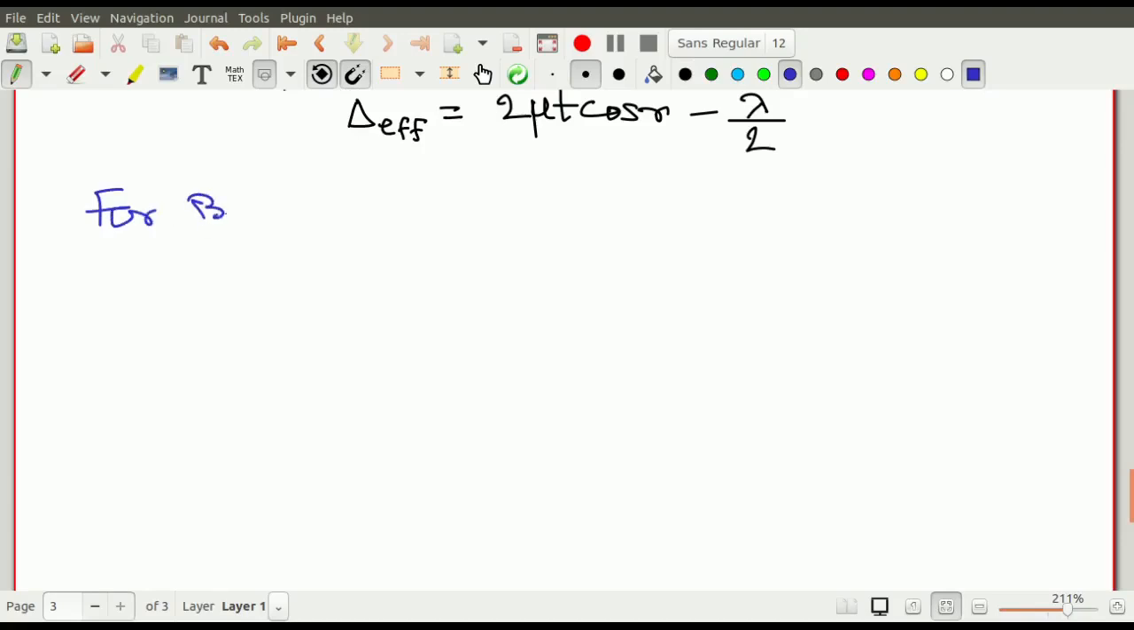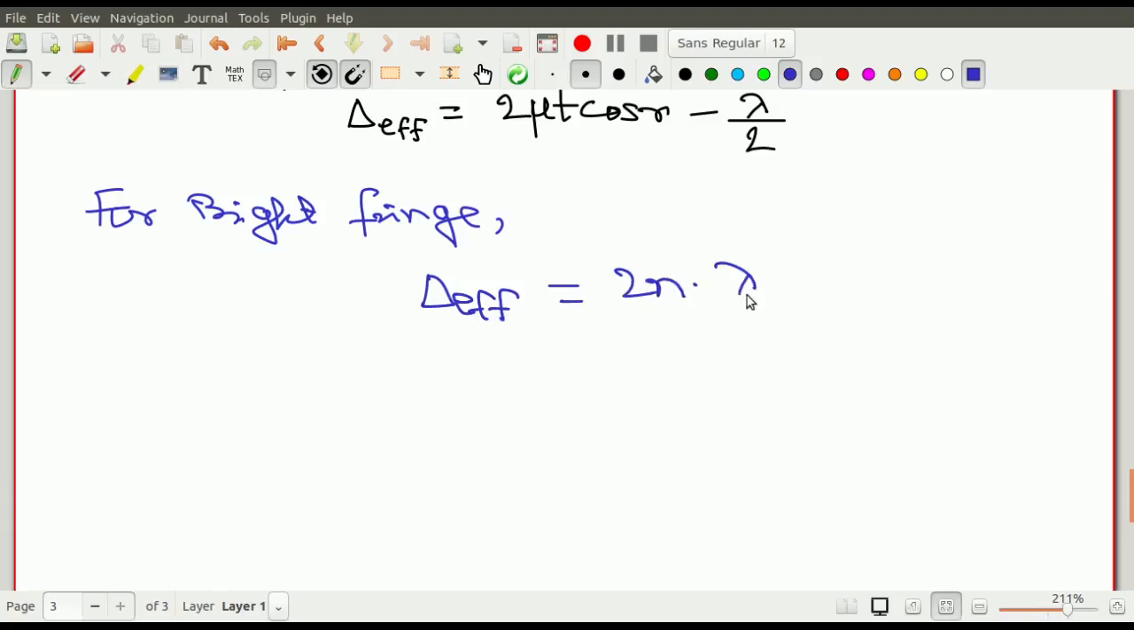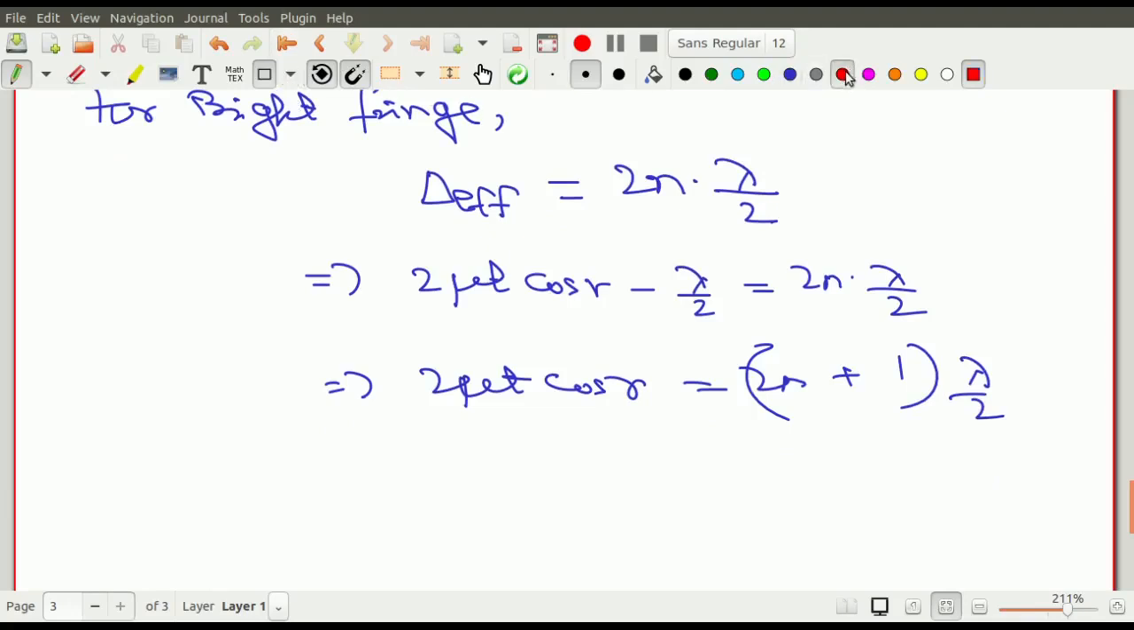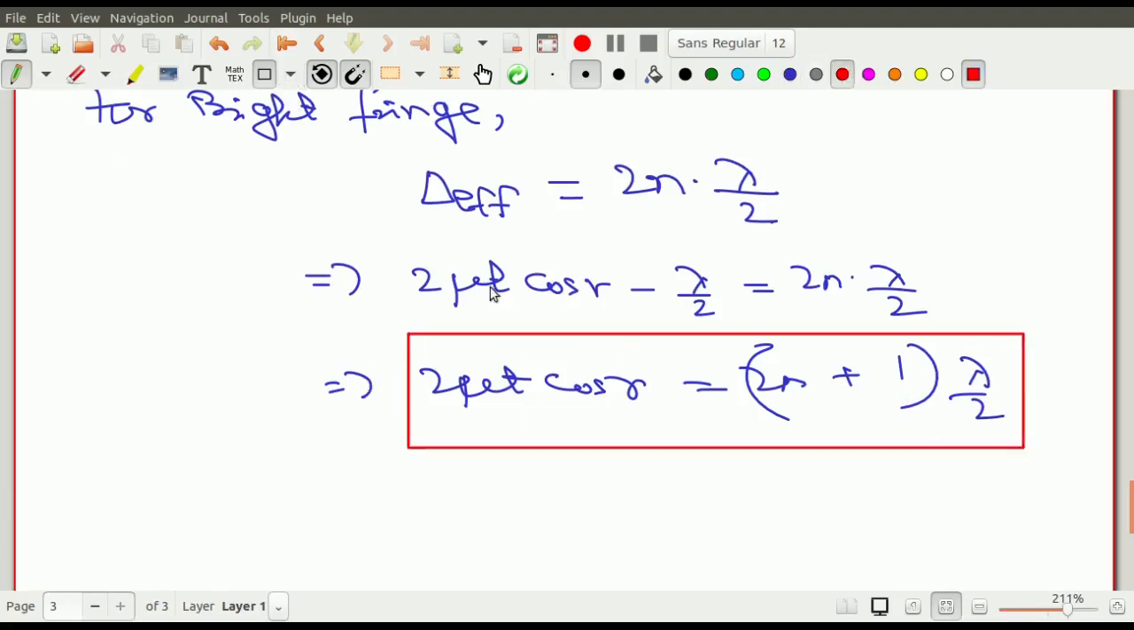For bright fringe, সো ব্রাইট ফ্রিঞ্জ পেতে গেলে কন্ডিশন কি? ডেল্টা এফেক্টিভ ইজ হোয়াট? ব্রাইট ফ্রিঞ্জের কন্ডিশন কি? 2n into lambda by 2, even multiple of lambda by 2. Put it over here. So it is 2 mu t cosine of r minus lambda by 2 is equals to twice n into lambda by 2, or you get 2 mu t cosine of r is equals to twice n plus 1 lambda by 2. ঠিক আছে, এটা হচ্ছে condition for the bright fringes.